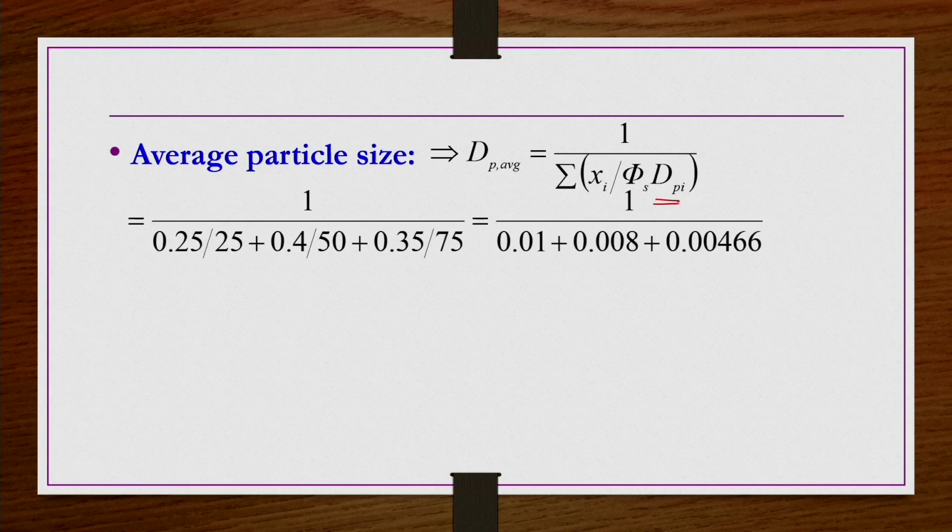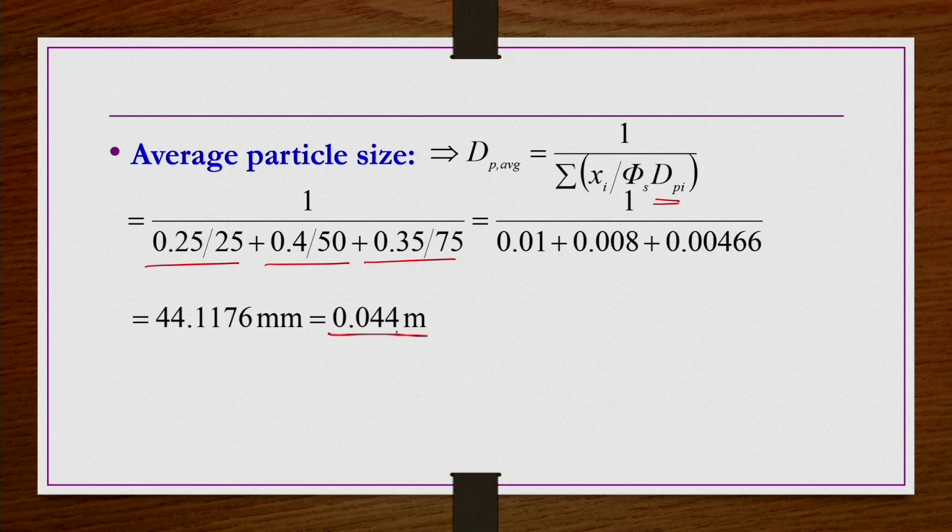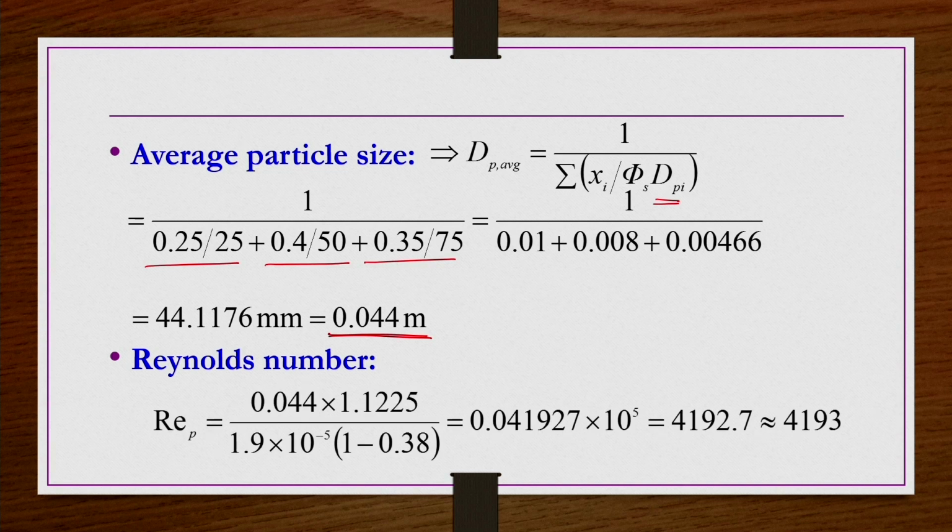When you substitute all these values, 0.25 by 25 mm, 0.4 by 50 mm and 0.35 by 75 mm, add them together and take the reciprocal, you will get 44.1176 mm, which is nothing but 0.044 meters. So corresponding to this dP value, what is the Reynolds number that we can find out? When we do this, dP is 0.044.